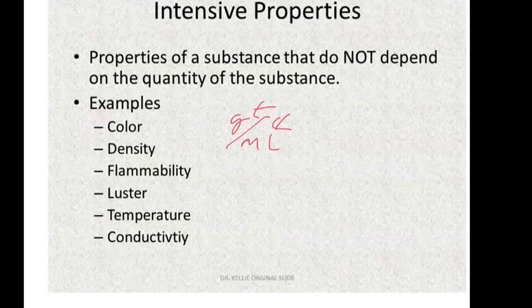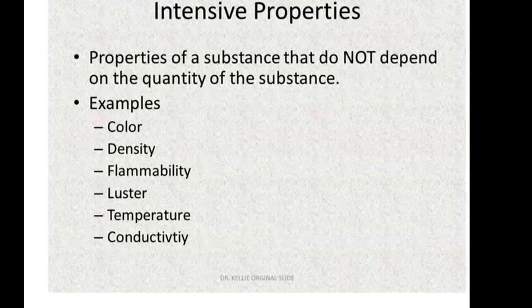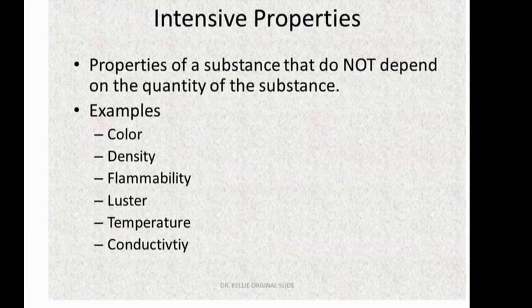Whether or not something catches on fire is independent of how much of it you have. So flammability is an intrinsic property, so is luster, which is a fancy way of saying shiny. Temperature and conductivity are all examples of intensive properties.